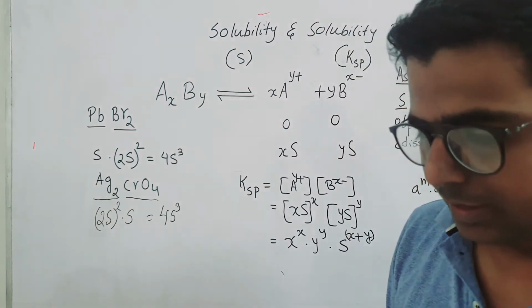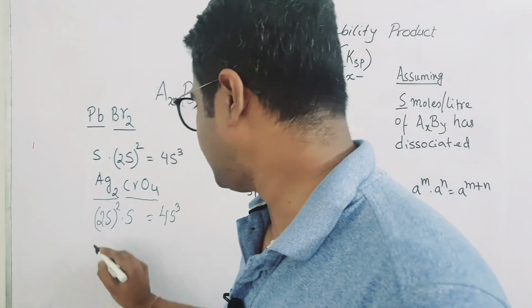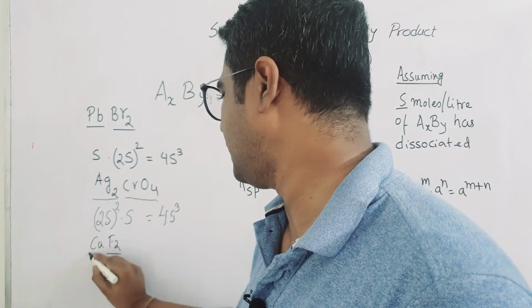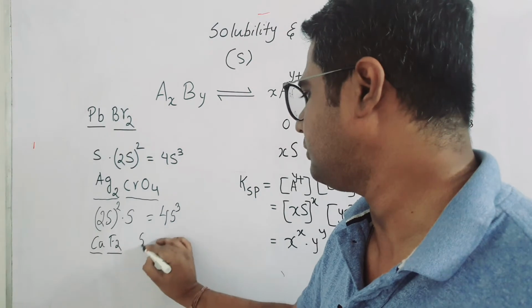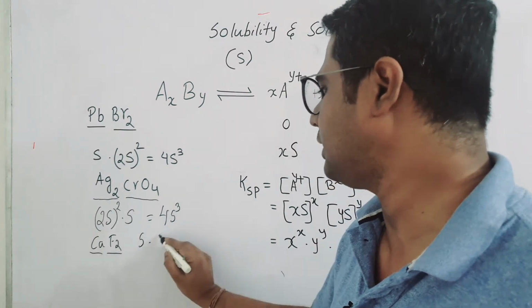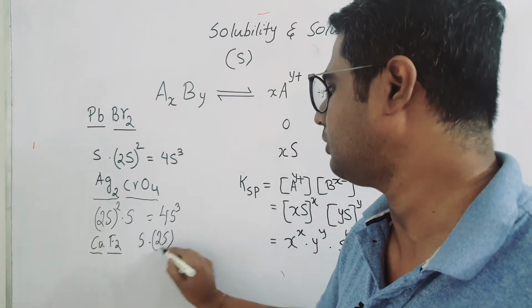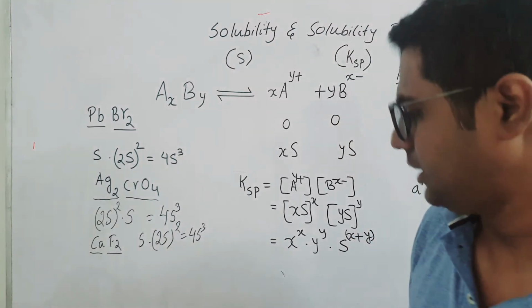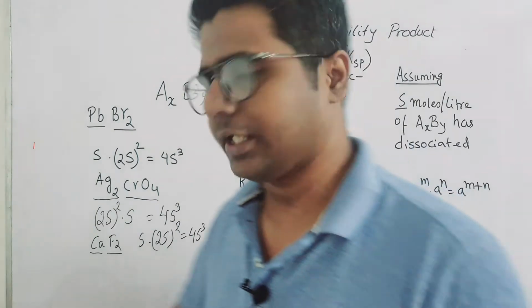So it will be again 4s cube. ठीक है. Next we will take calcium fluoride, CaF2. What will we do? We will underline this 2. For calcium we get S. For fluorine there are 2 fluorine, so 2s whole square. Again we are getting 4s cube. Okay. Let's take something else now. Clear? You are able to do it.